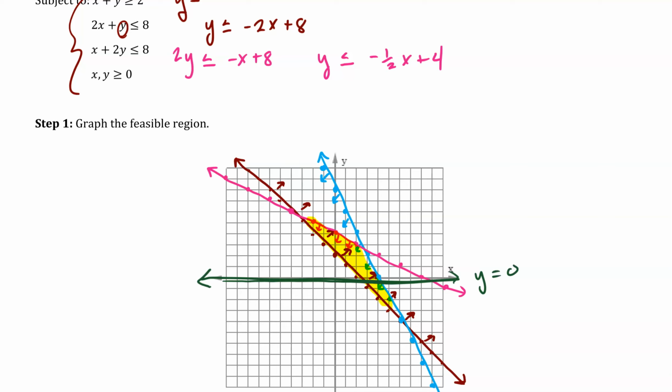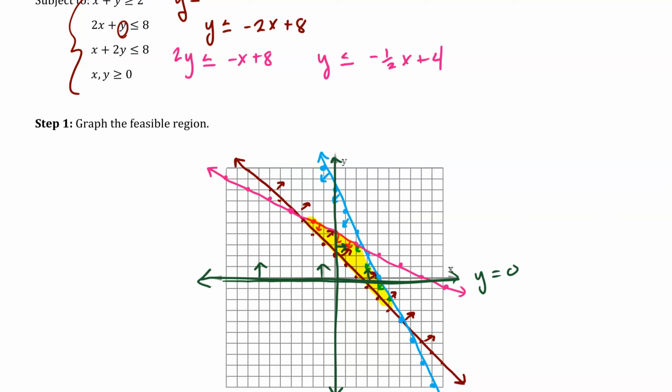Y equals 0, and we want it to be above that line. So anything up this way, up there. So that cut off a piece of that feasible region. And then we will also want the x values to be greater than 0. So we'll draw a line here. And we want them to be positive, which means we want them greater than 0.